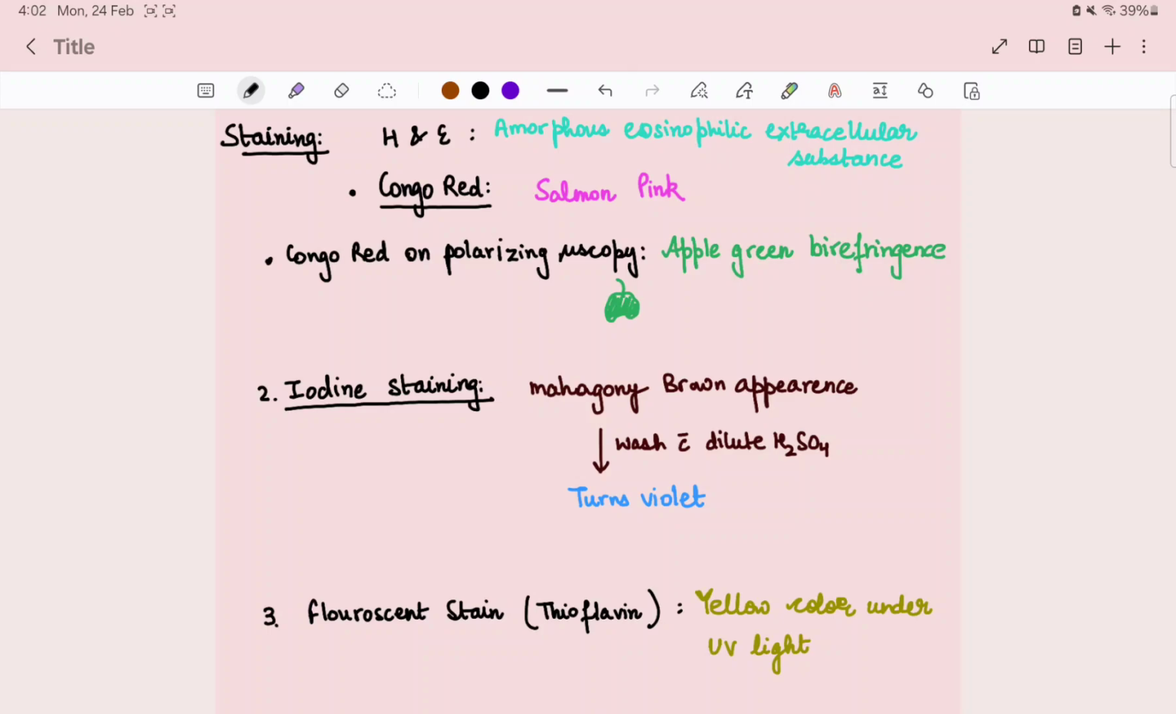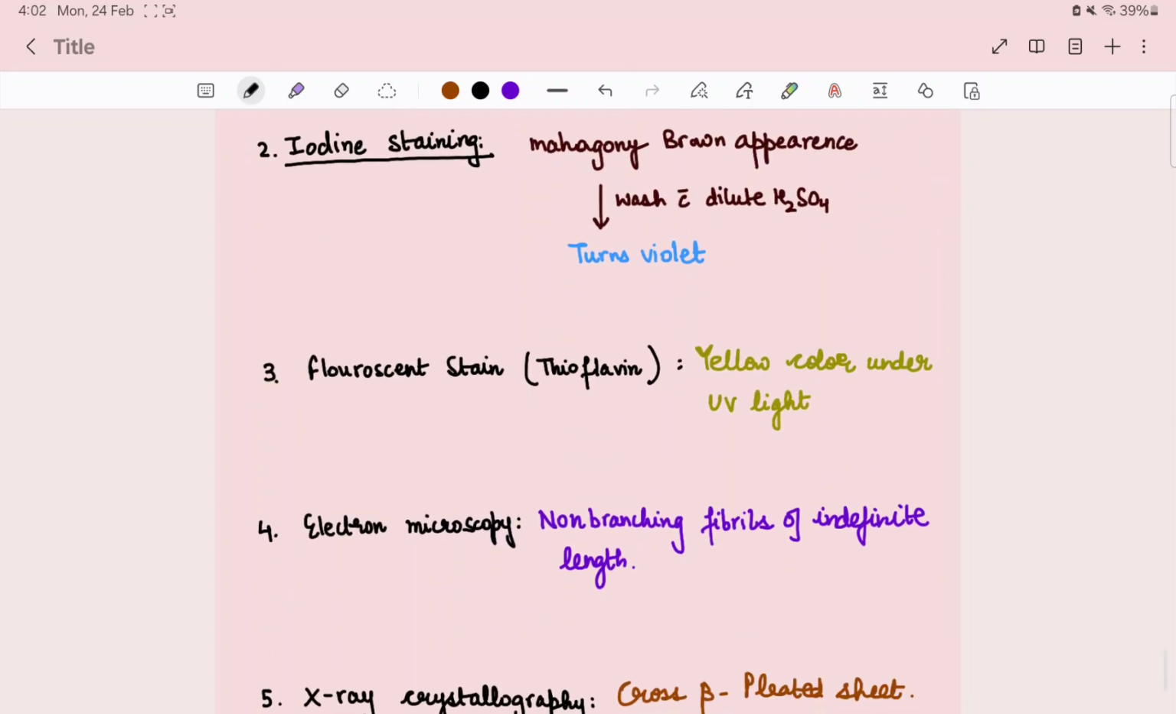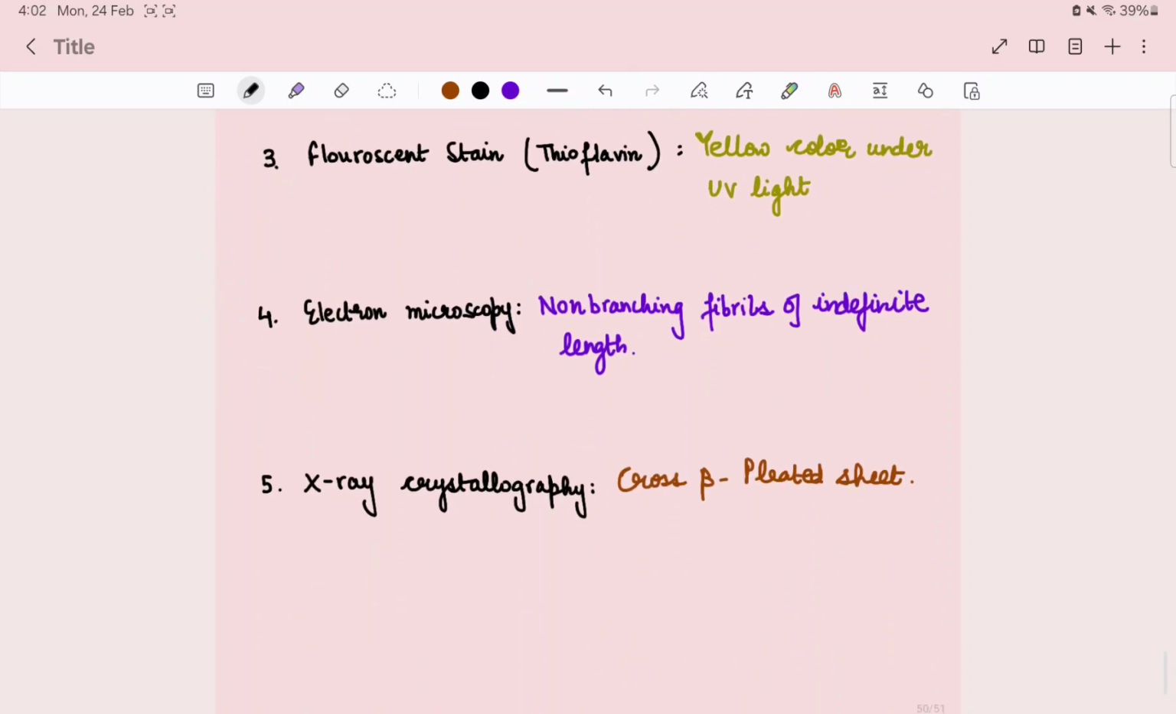On iodine, you have mahogany brown appearance. When you wash it with dilute H2SO4, it turns violet. On fluorescent stain, that is thioflavin, you have yellow color under UV light. On electron microscopy, you have non-branching fibrils of indefinite length. On X-ray crystallography, you have cross beta pleated sheets.